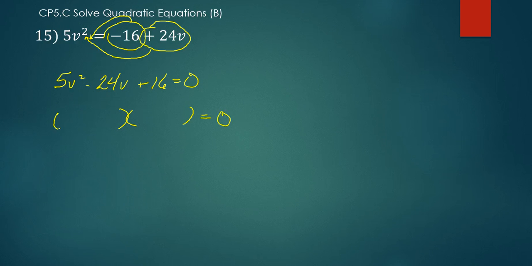And I know that in this place, I need the two numbers that multiply together to give me 5. And since 5 is a prime number, it's only 5 and 1. But back here on the right, I need two numbers that multiply together and give me 16. 16 is a little bit trickier because we've got 16 and 1, 4 and 4, and 8 and 2.